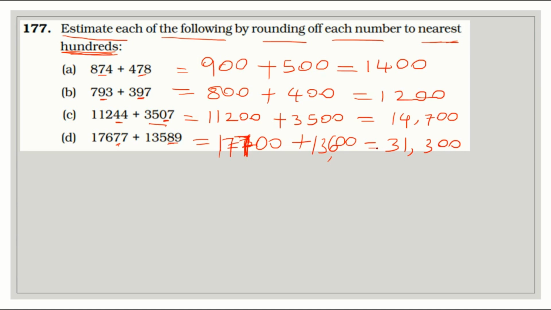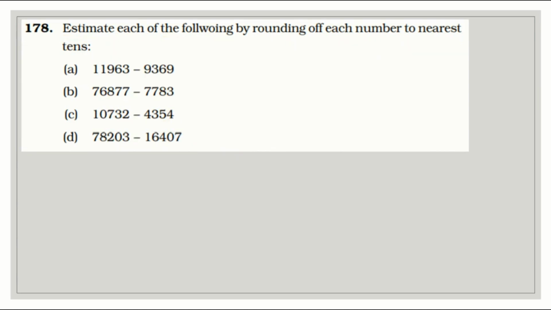Since you have already practiced in your chapter number 3, I am going ahead faster. Next, we shall solve question number 178. Estimate each of the following by rounding off each number to nearest, now tens, not hundreds, nearest tens. Whenever we are rounding off to nearest tens, look for units place. So we have to now watch units place.